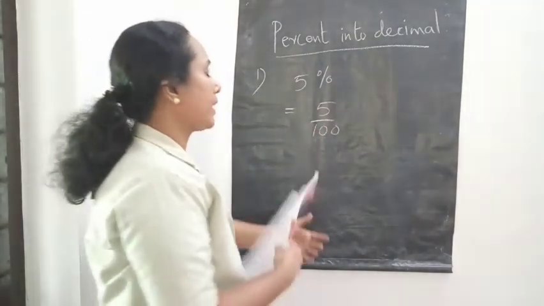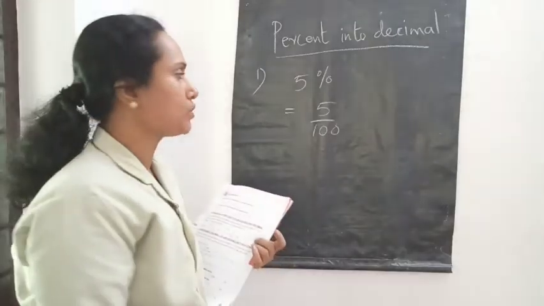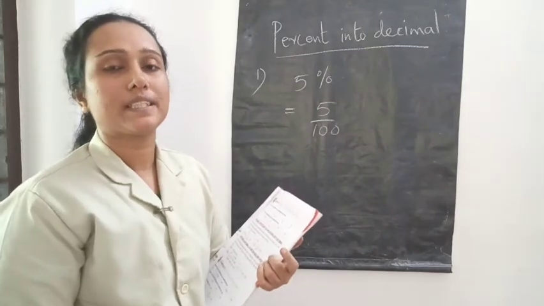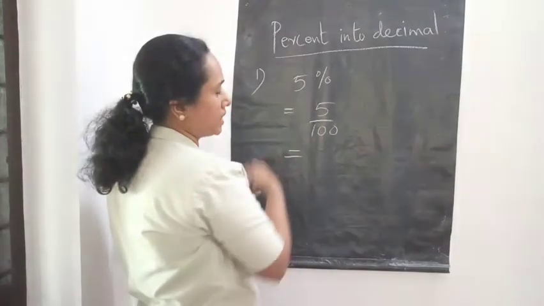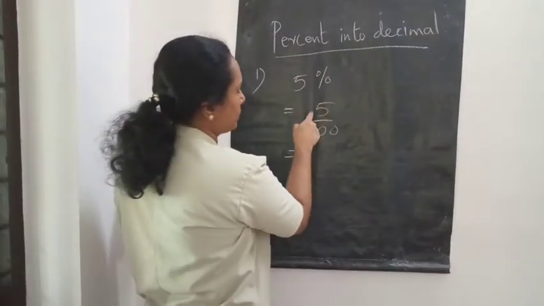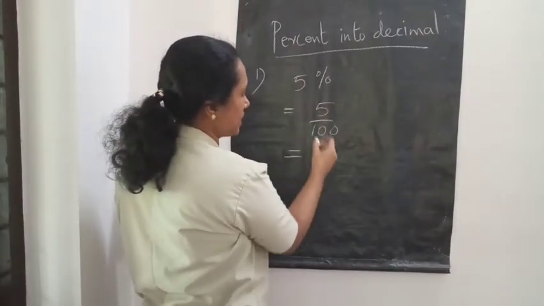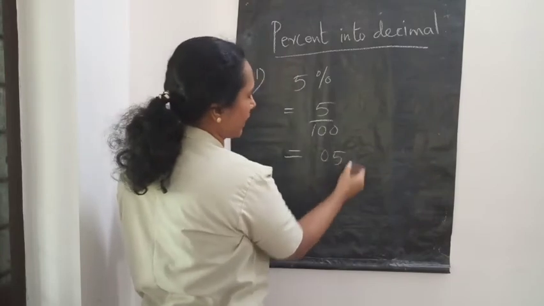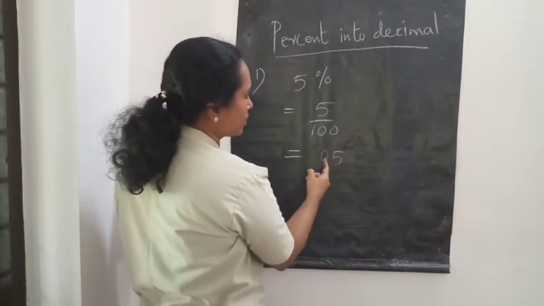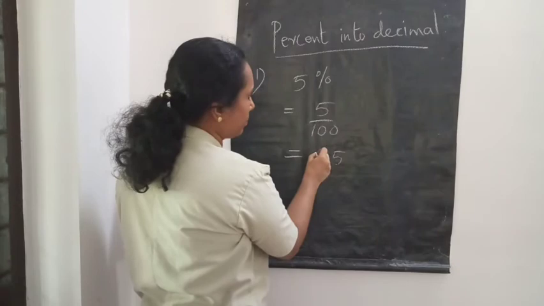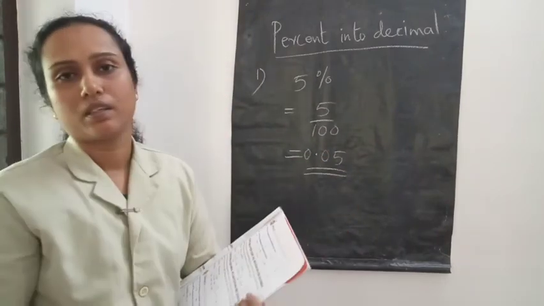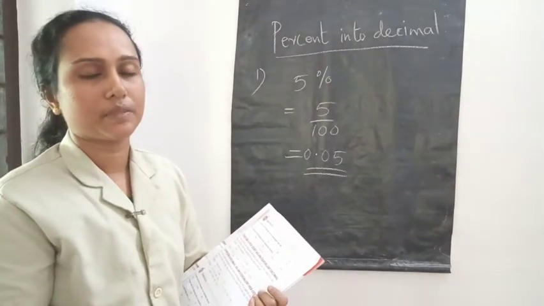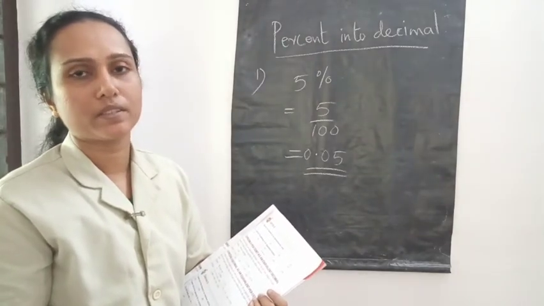Then divide by 100 means just moving the decimal point 2 places to the left. Only one digit. Then we add a 0 before this digit. Then we get 05. Then 2 places to the left, the decimal point is here. Then 0.05 is the answer. The decimal number is 0.05.